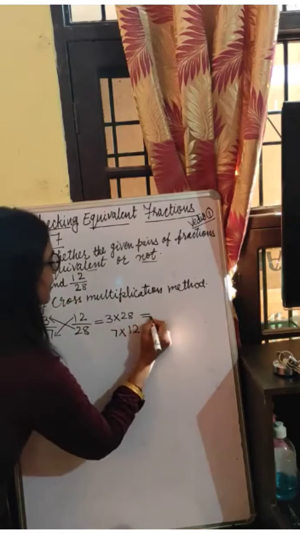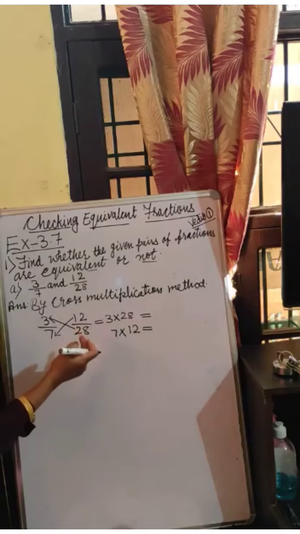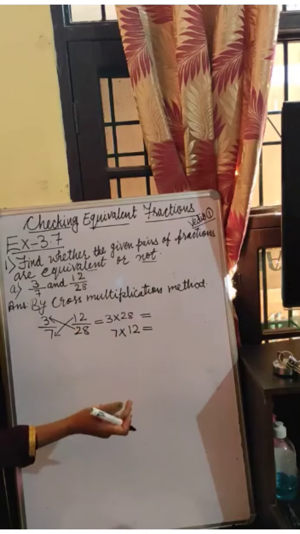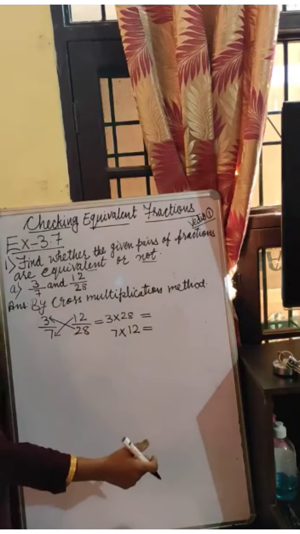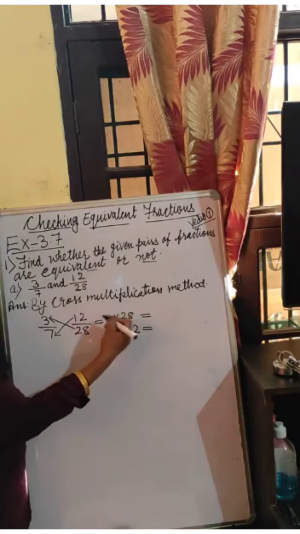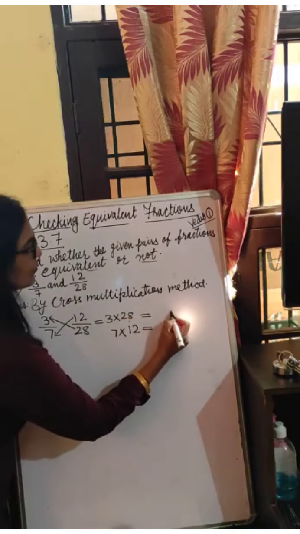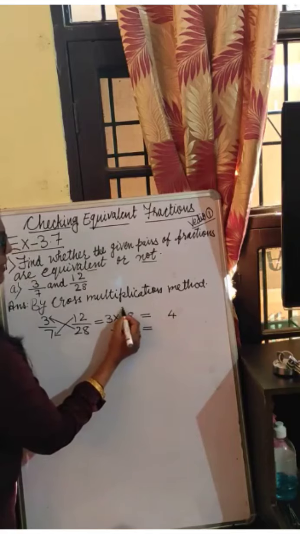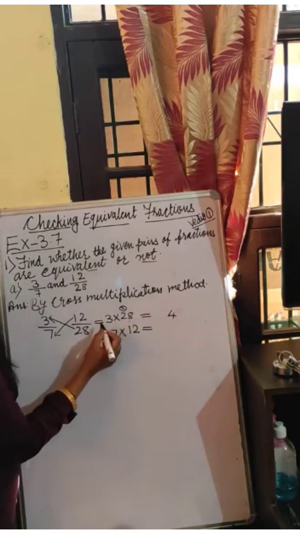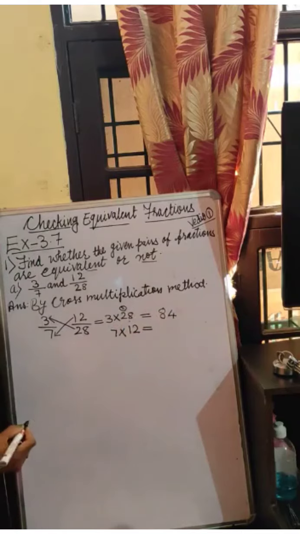Now you have to multiply. If you can do parallel multiplication, it's okay. Otherwise you can use rough space in your copy and multiply there. Here I am doing the parallel multiplication. 8 3s are 24, 4 and 2 remainder. 3 2s are 6, 6 plus 2 is 8. So 84 is the answer I got.